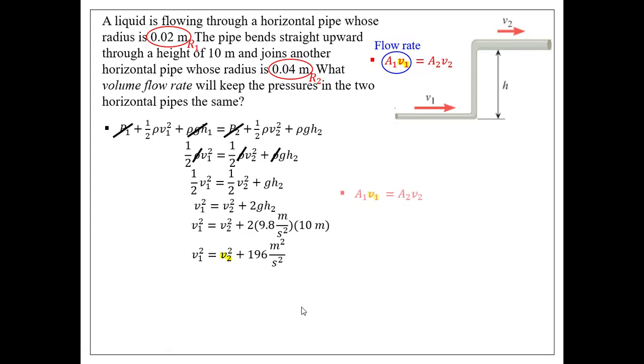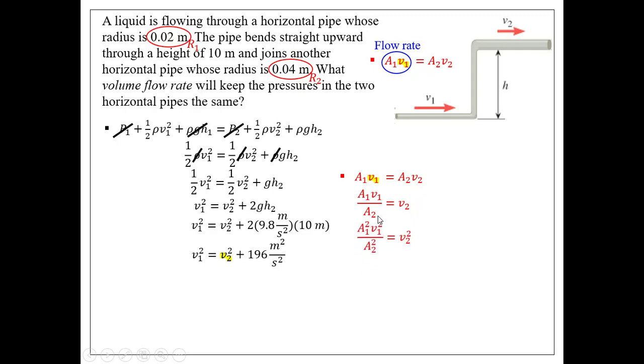To find V2, I need to set up my continuity equation, right? Well, I know A1 V1 is equal to A2 V2. So here, I'm going to isolate for V2 because that's what I need. I'm going to keep V1, so in order to keep V1, I need to get rid of V2. So in the continuity equation, I'm going to solve for V2 simply by dividing both sides by A2, okay? Once again, A1, you know because it's just pi r1 squared. A2 is pi r2 squared. And then V1 here is my unknown as well.